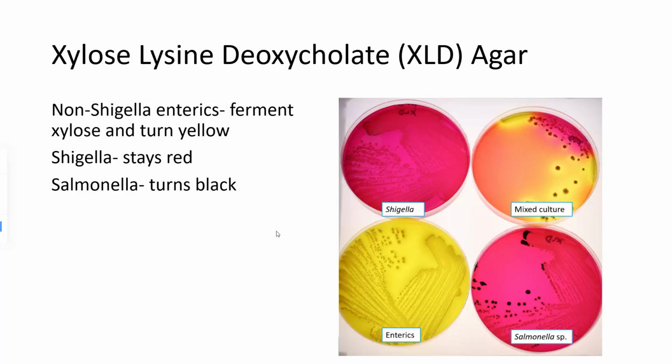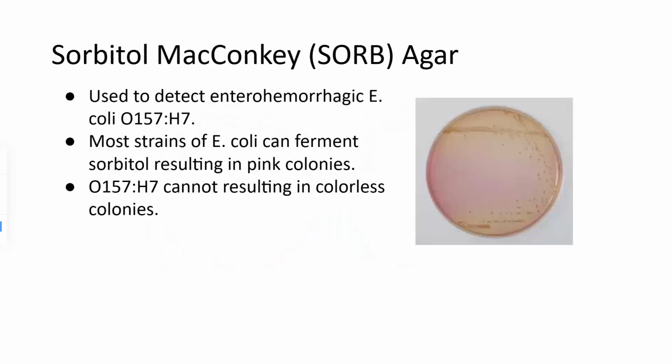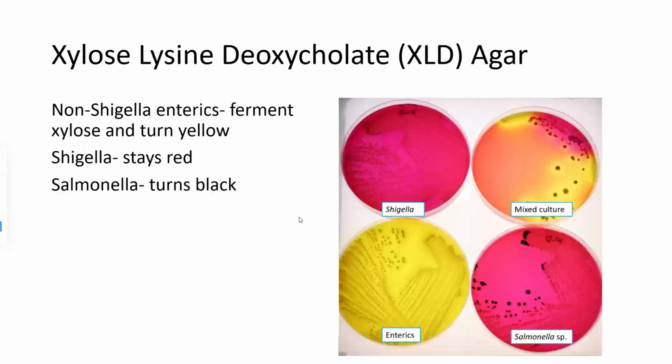So why would we use both the HE agar and the XLD? It's just another confirmatory test that we can perform. So sometimes labs will not do the HE and the GNBRO. They'll just do the HE or they'll just do the GNBRO. And then if they do the GNBRO, they will then sub this out on an XLD to get that plate read for Salmonella or Shigella. And then here you can see the plates labeled and what color the different species would be.